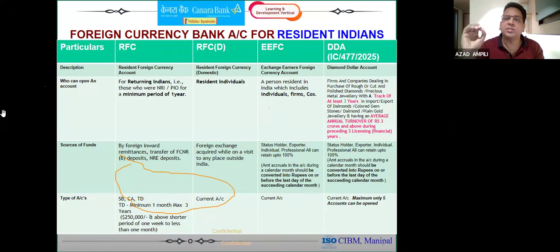And one more account, EEFC. We have the exchange earners foreign currency account. A person resident in India, which includes individuals, firms, and companies. Basically, this EEFC account will be opened by exporters and importers.